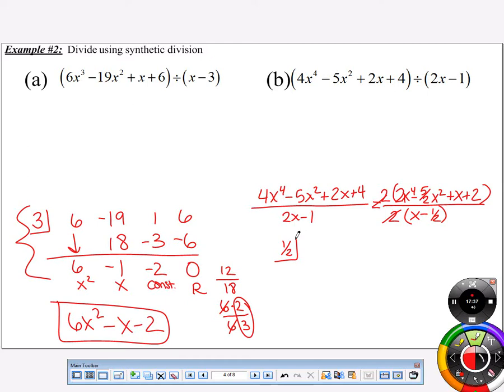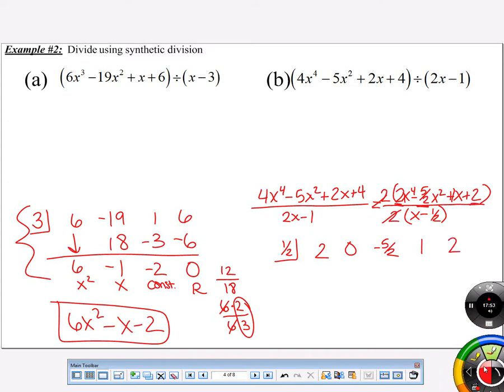So now I'm going to use coefficients of 2. It's missing an x to the 3rd, so I would put a 0 placeholder there. Negative 5 over 2, 1. And then 2. So I'm going to go ahead and do the synthetic division process with this setup. Okay? All right, so go ahead and finish the division process, and we'll check our answers.